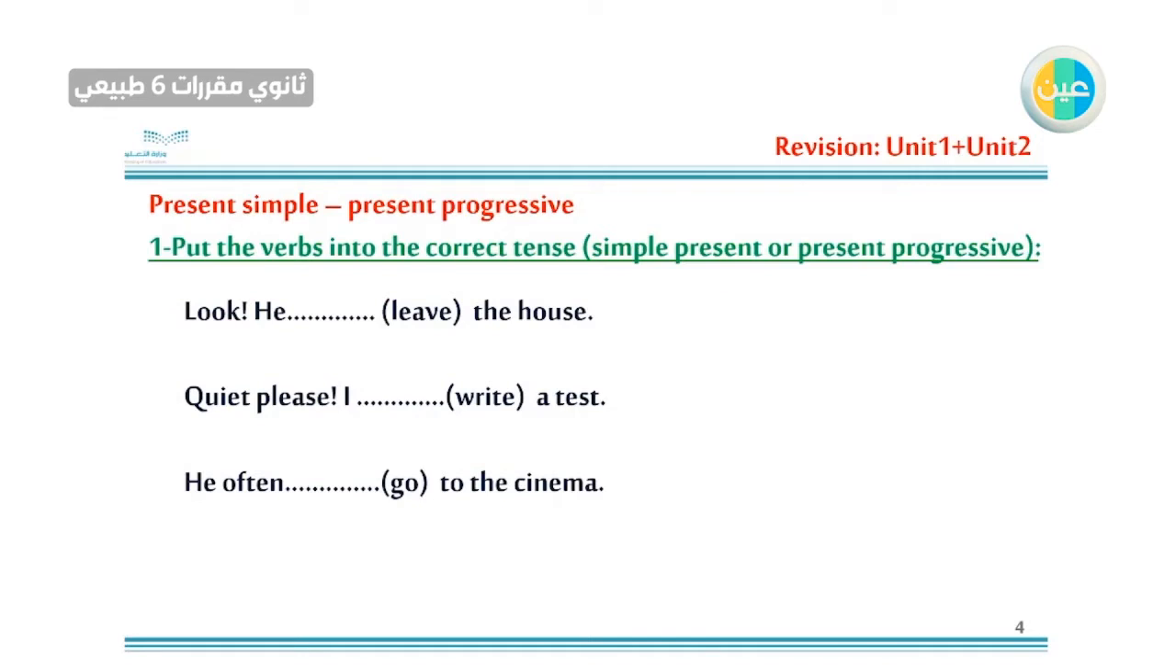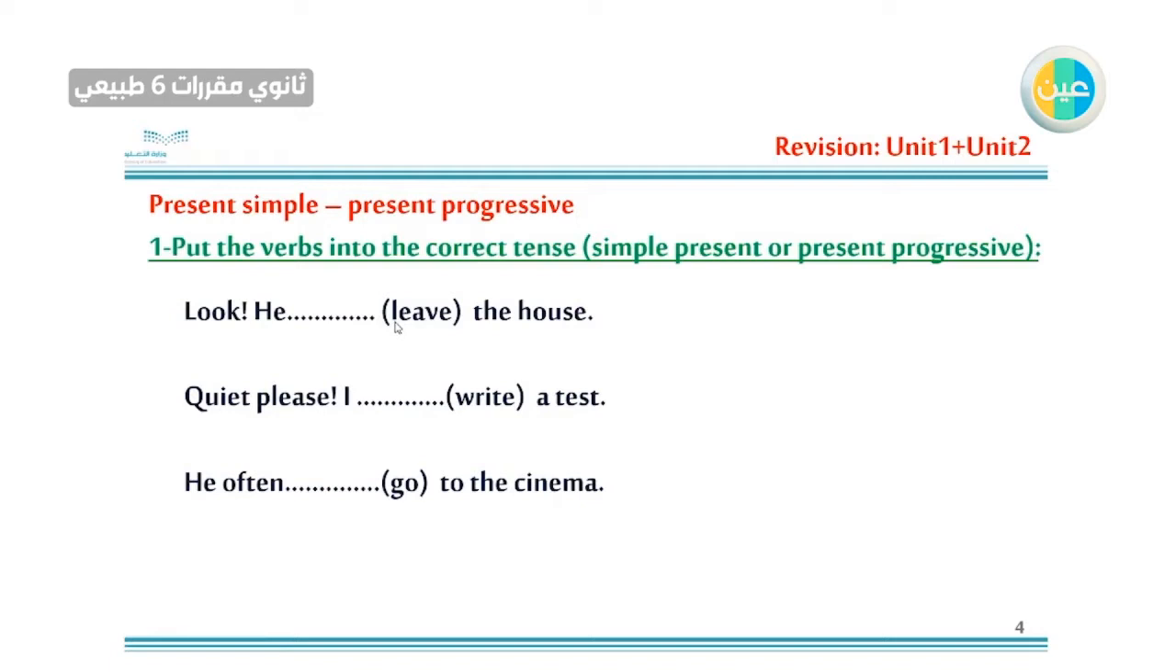Okay, number 1. Look, he leave the house. So, from the word look, we can notice that he is talking about something in front of him. So, is it present simple or progressive? Yes, good job. For sure, it's progressive because it's happening now.